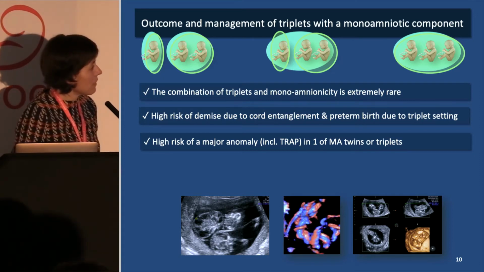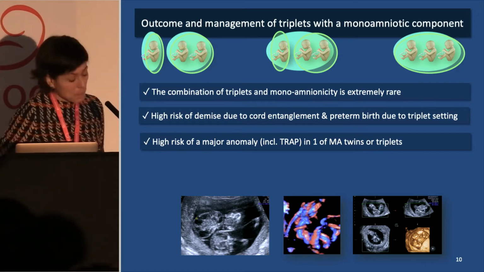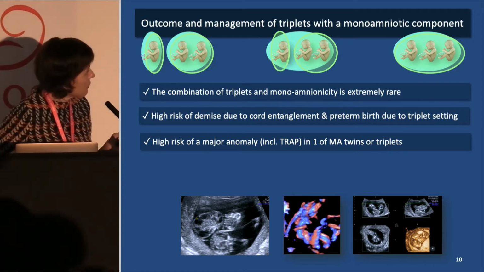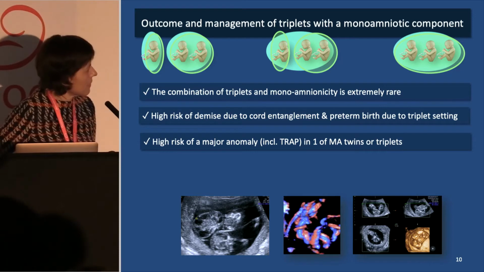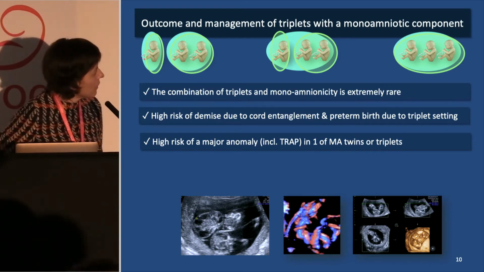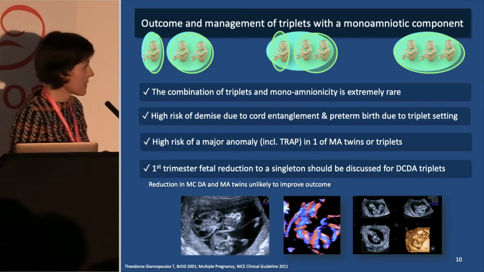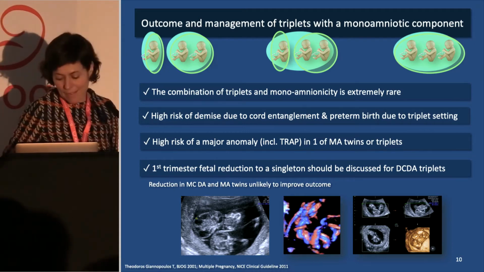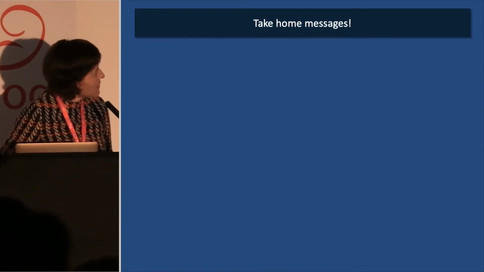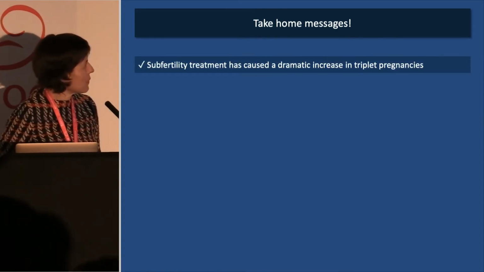Now, the only group where you can offer selective reduction is this group. It's the dichorionic diamniotic triplets, where you can reduce to a singleton pregnancy. So that's a little bit of what I wanted to say about the triplets.